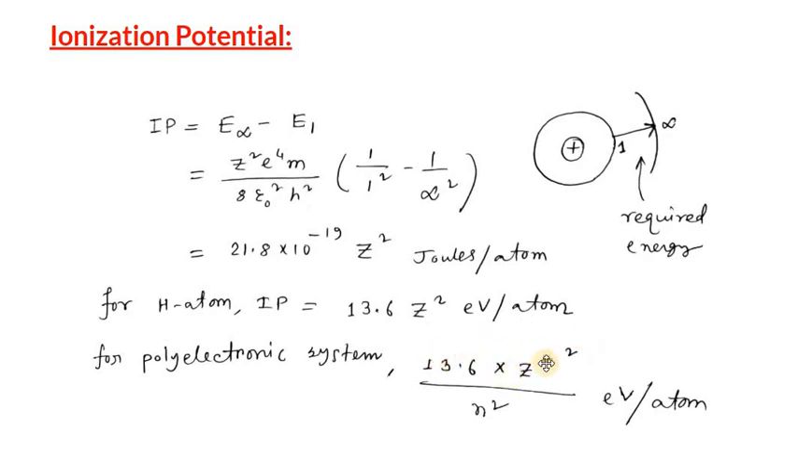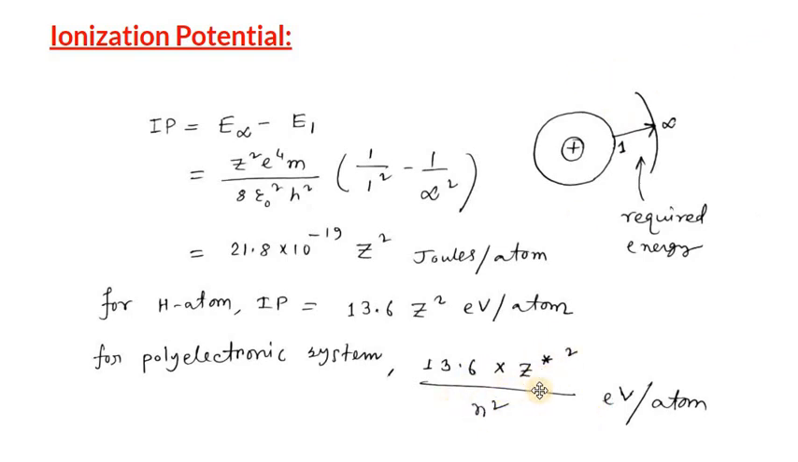I haven't put here just the Z value. I have put the Z star square value by n square. So n is the number of the orbit where the electrons came from. Suppose in the question they are asking about the energy requirement from third orbit to infinity, so n will be 3. For fourth orbit to infinity, n equals 4, like that.